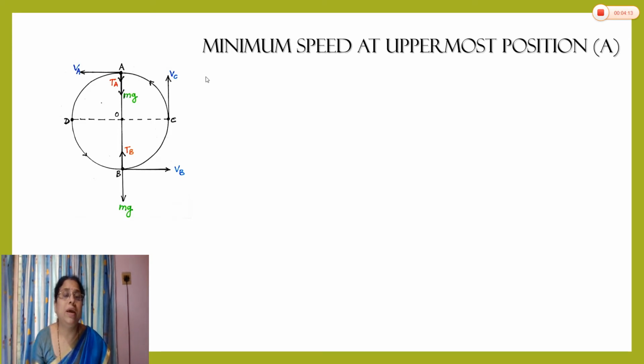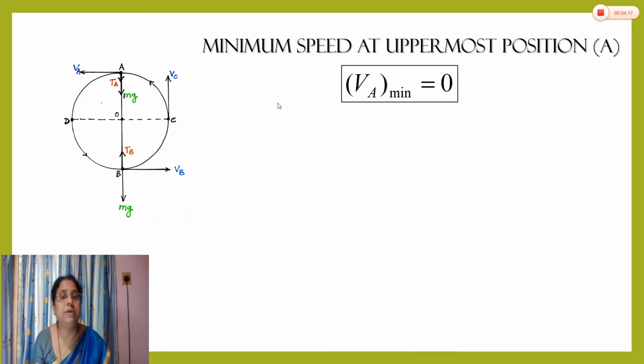Here, as there is the rod, we have already considered that the minimum speed, the minimum value of anything, will be 0. So we can consider the minimum speed at this point A equal to 0 in case of rod. But in case of string, the minimum speed V is equal to under root RG. Here, the minimum speed at point A we can consider 0.